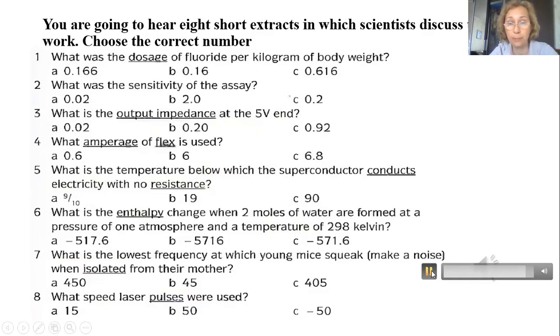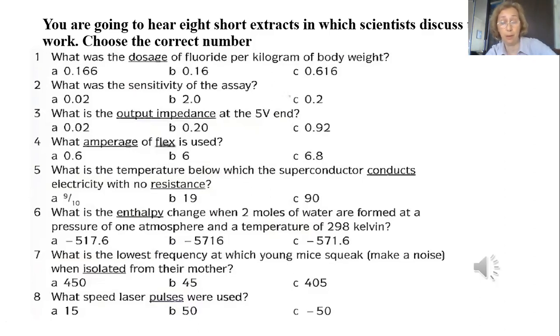And the last one. 8. In a similar form of these experiments, conventional 50 nanosecond laser pulses were used. So which letter? B. No, that was B. 50. You see? 50, yes, I said B. Ah, okay. Yes. Good. So you see that we should keep in mind how to describe the data which is expressed with the help of numbers.